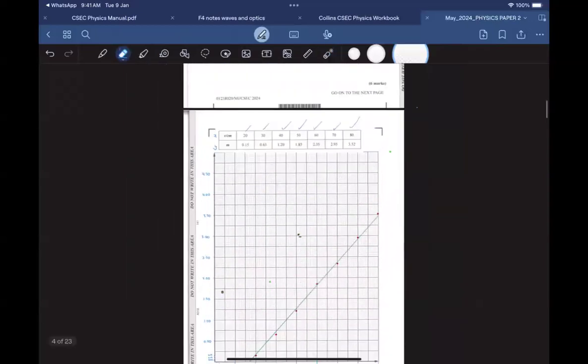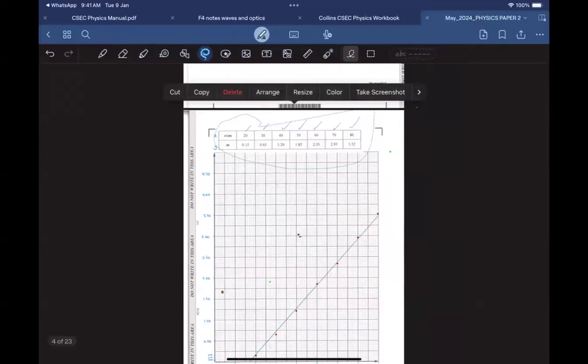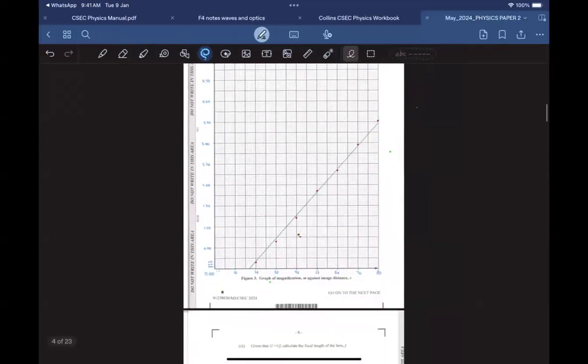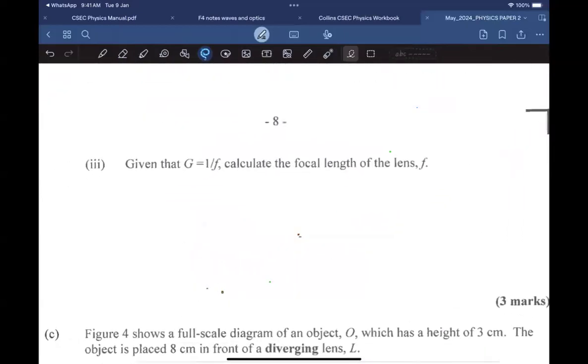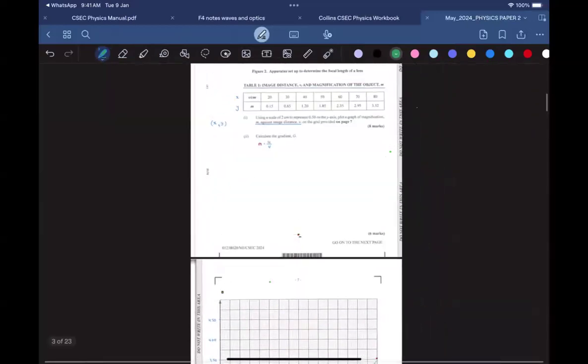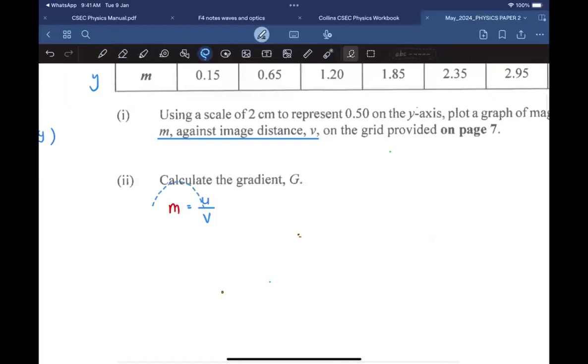Now, I'm saving some time, so I'm not putting in the scale, but you're supposed to put your scale. You have to put your scale and your title to get the 8 marks. What is my graph here? Read this question. Given that G equals 1 over F, calculate the focal length of the lens. I'll leave out a question here. Calculate the gradient G. So we have to find gradients. Does anybody remember the formula for gradients?